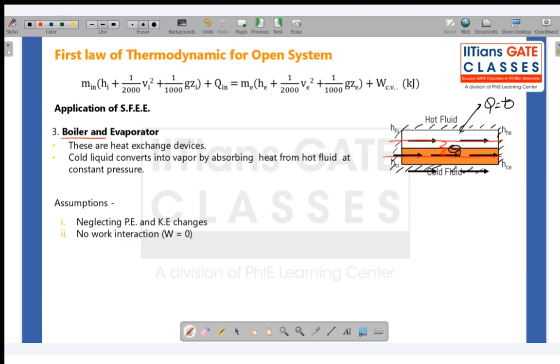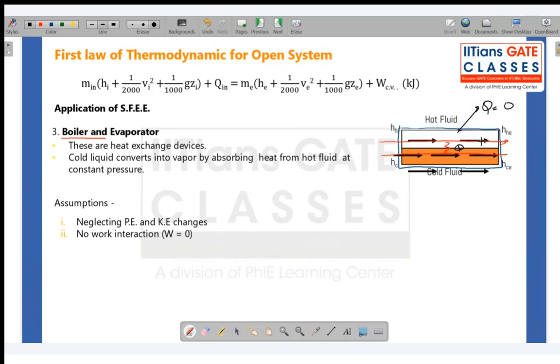Here, what we can do is take one system. Actually, you can do this two ways. Let me explain both ways. First, let me take the whole boundary as a system. So what is happening here? Hot fluid is flowing in, cold fluid is flowing in, heat transfer is happening internally. But there is no heat transfer between the system and surrounding. So Q is equal to zero.